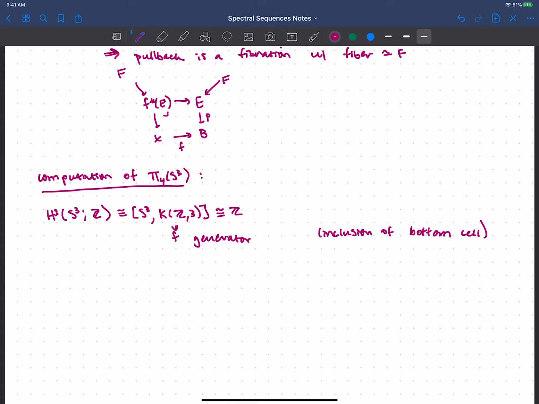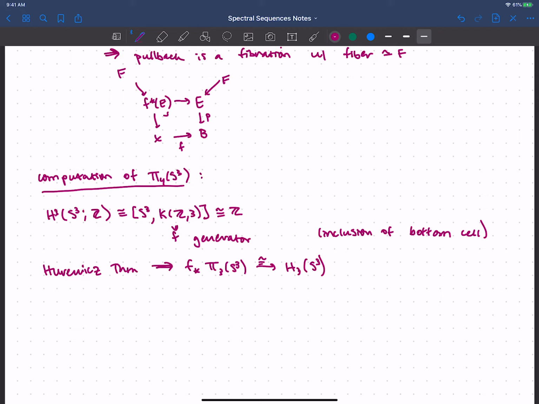So, okay, that depends on choosing a model for KZ3, but that's fine. And then the Hurewicz theorem tells us that if we look at the induced map from homotopy to homology, well, that's going to be an isomorphism, okay?